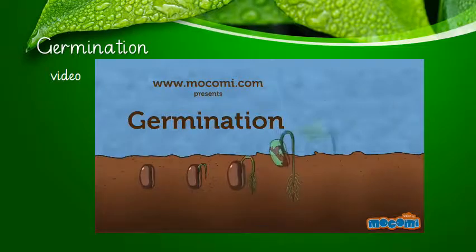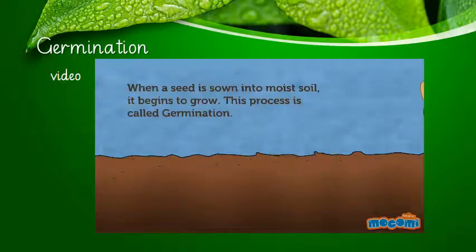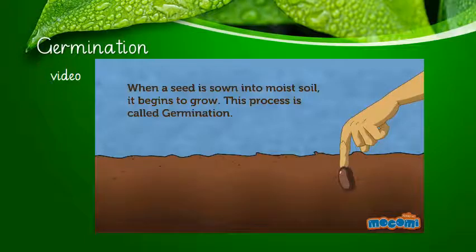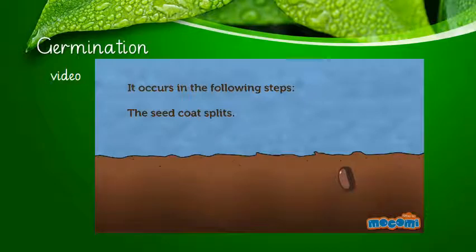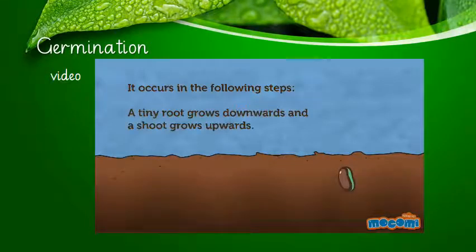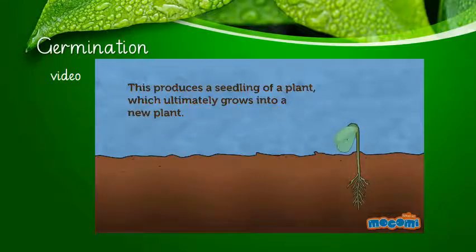What is germination? When a seed is sown into moist soil, it begins to grow. This process is called germination. It occurs in the following steps. The seed coat splits. A tiny root grows downward and a shoot grows upward. Produces a seedling of a plant, which ultimately grows into a new plant.